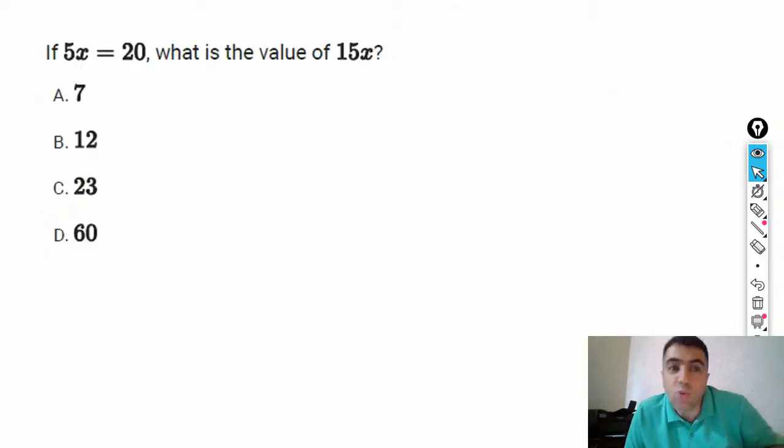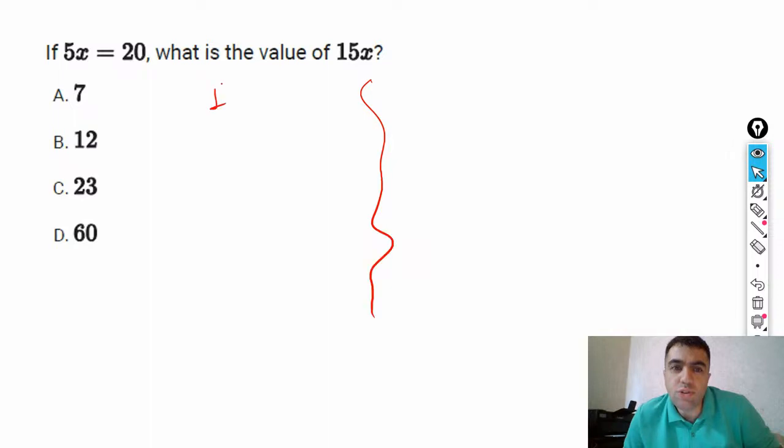If 5x is equal to 20, what is the value of 15x? Mr. Saif said D, and Mrs. Seljan said D, Sahib said 60, and Mr. Turan said D. Okay. Guys, let me tell you something here. This question has two solutions.